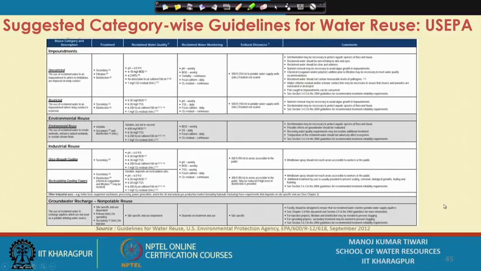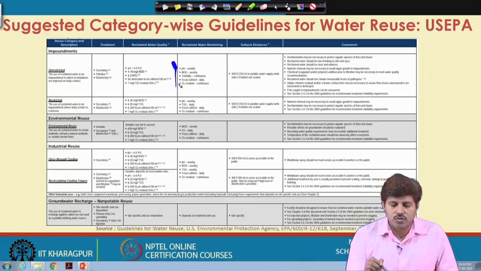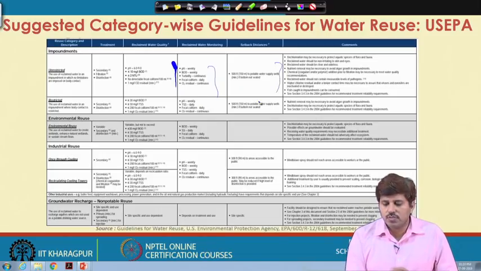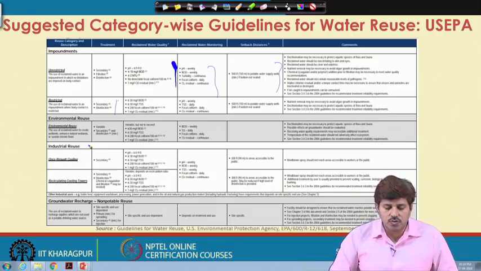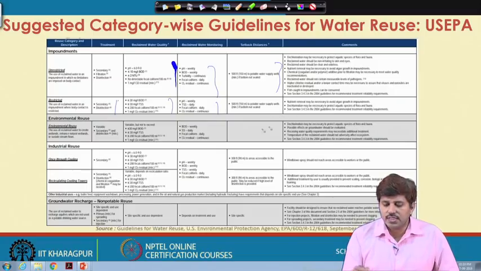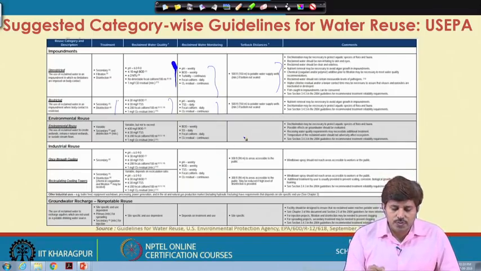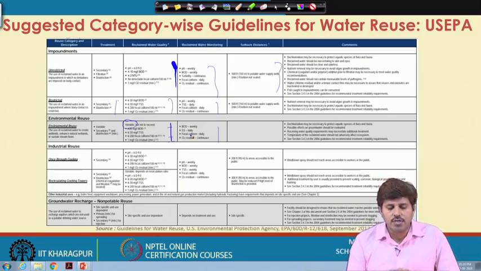If it is going to impoundments, again it should meet these criteria. This should be the monitoring frequency, and the setback distance should be this much. For restricted impoundments, again secondary treatment and disinfection is going to be good enough. These would be the reclaimed water quality monitoring frequencies. For environmental reuse purposes, this is a little variable, as they say, but it should not exceed these limits. Similarly, the monitoring should be for BOD, suspended solids, fecal coliform and chlorine residual.